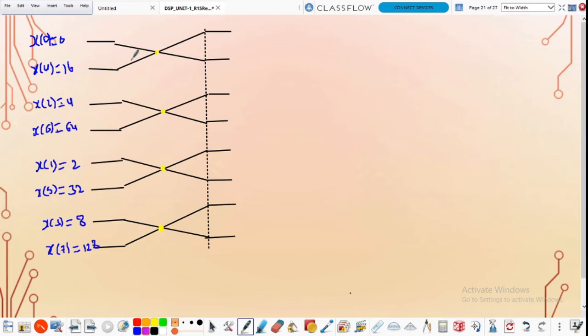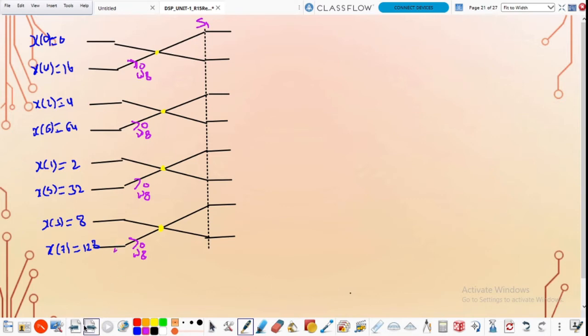And what are the twiddle factors in the first stage? This is the first stage, and this is the stage 1 output. In the first stage, the twiddle factors are W8 power 0, W8 power 0, W8 power 0, W8 power 0. So calculate the twiddle factors.